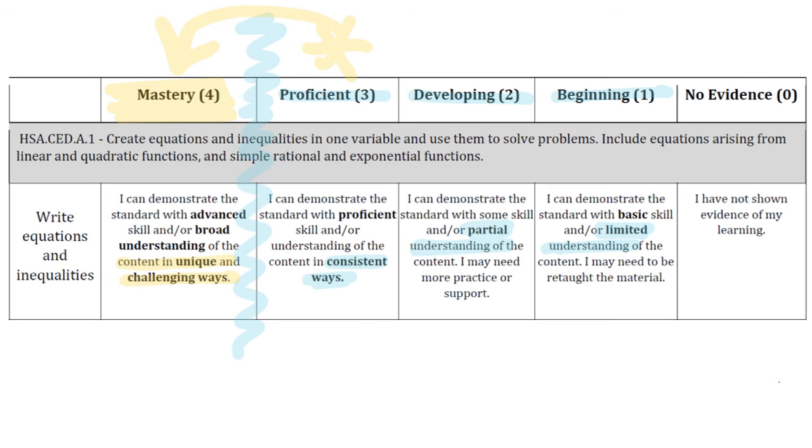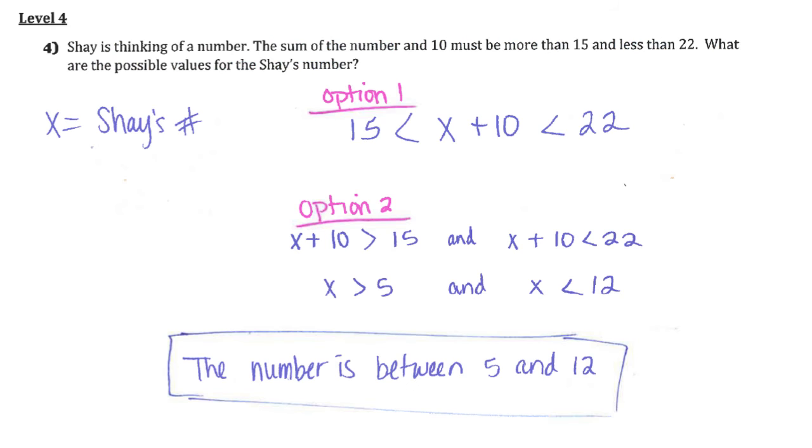If you were really kind of shaky in the beginning or developing in your first three problems, you're at that 1 or 2. You're most likely not quite ready for that level 4, and can pause the video and give yourself that score right away. But if you aced all three, we're going to go on and look at that final question 4.